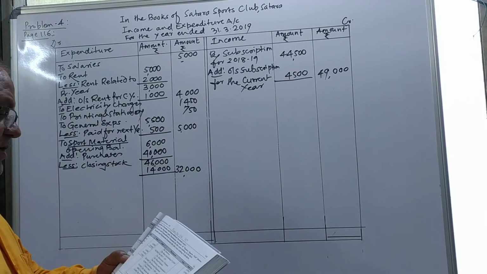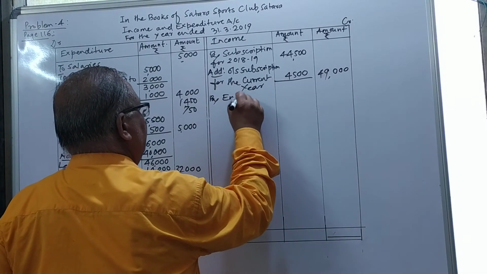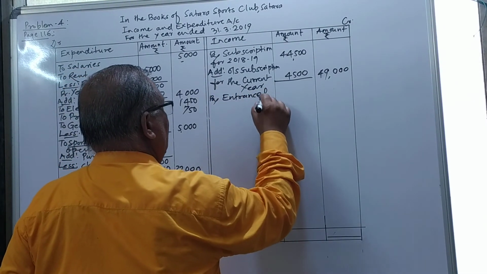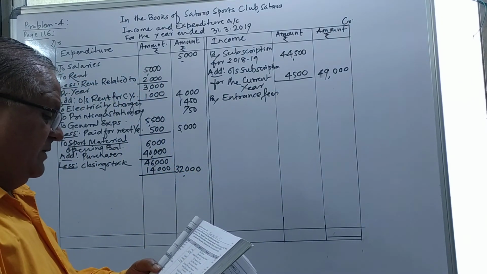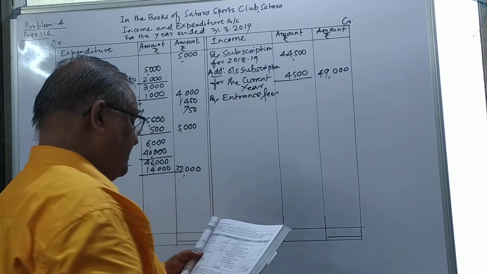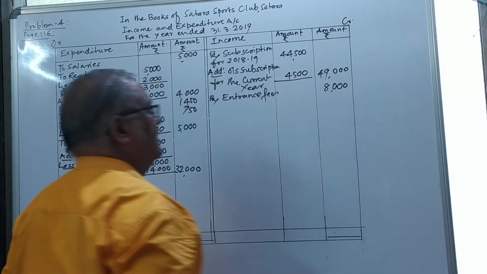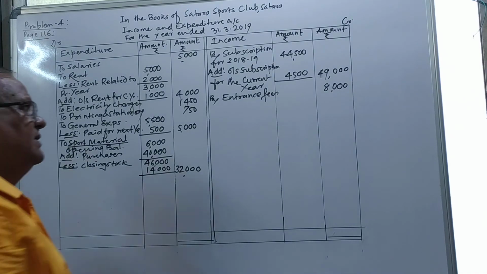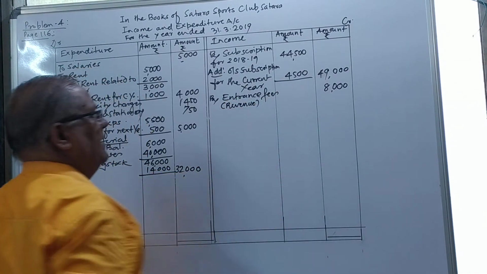That's why entrance fees is given to us. You write here by entrance fees. The amount of entrance fees which is given to us is 8,000, and no more adjustment on entrance fees because it is treated as revenue in nature. So we'll write here revenue.